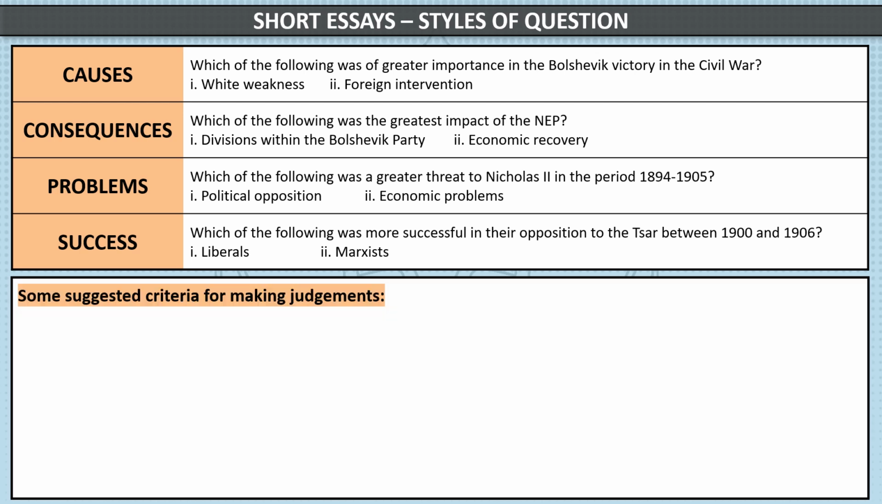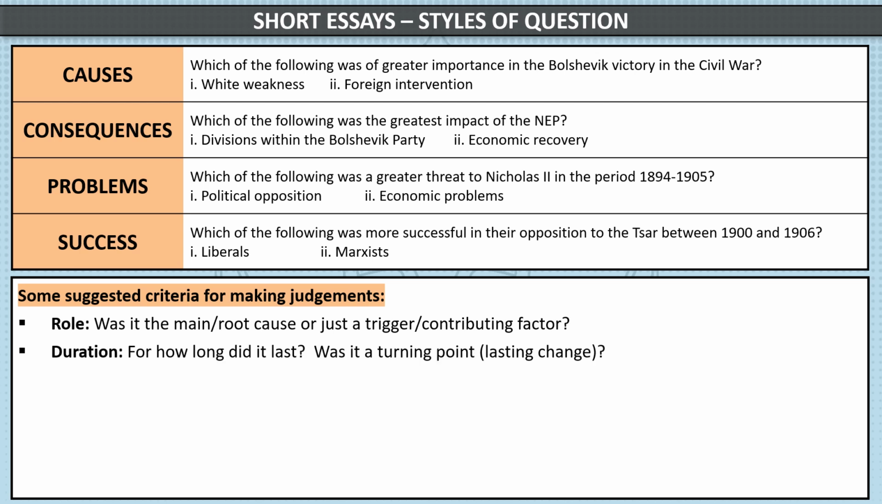Here are some ideas for criteria which might be useful. If you're evaluating causes, you might judge this by thinking about the role played by the cause. In other words, was it the underlying or root cause of the event, or was it just a trigger? Causes, changes, and consequences can all be measured by duration. In other words, how long they lasted for.